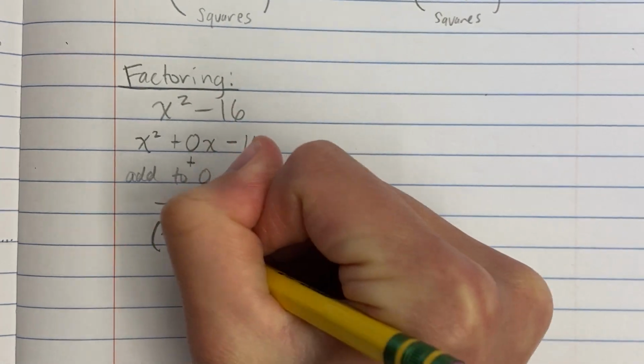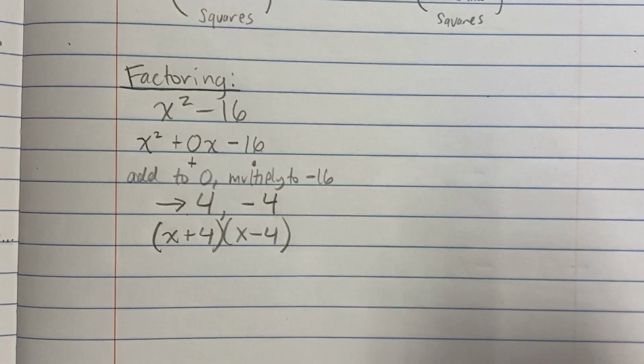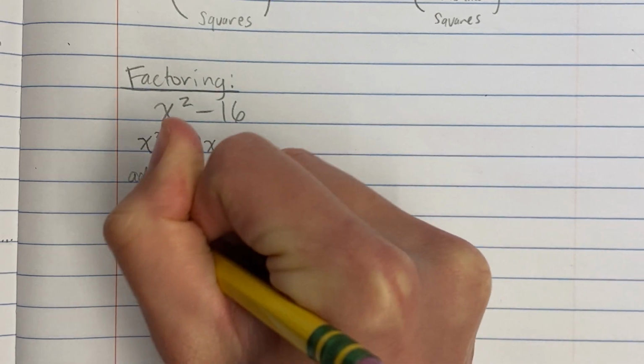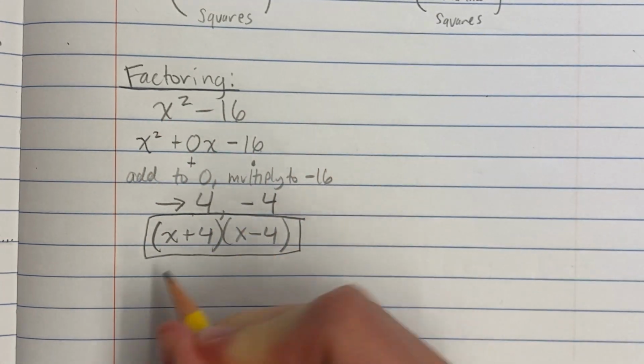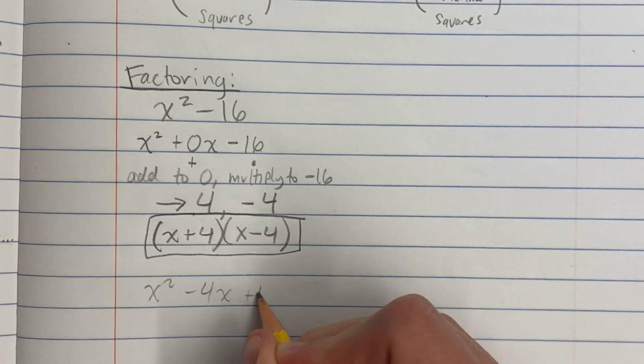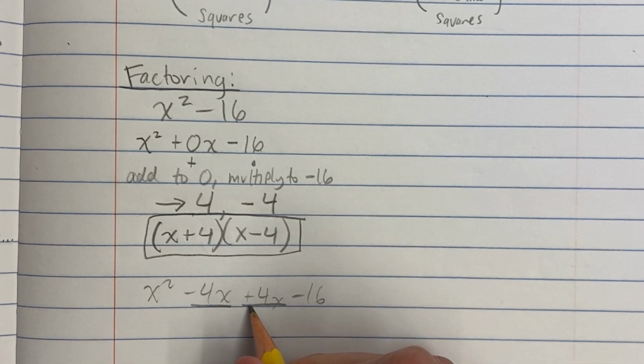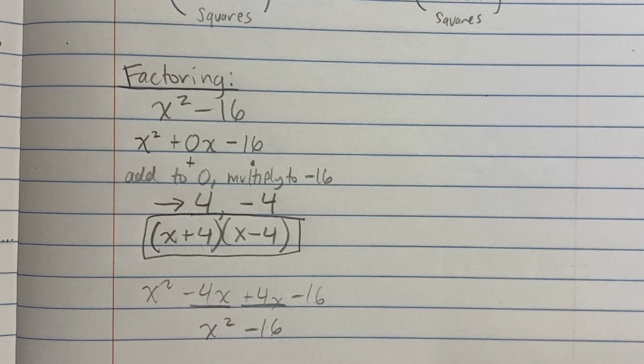So here's my answer: x plus 4, x minus 4. And you can see that if I multiply it back out, x times x, x times negative 4, 4 times x, 4 times negative 4, look what would happen. These are like terms. They equal 0. And look what I end up with.